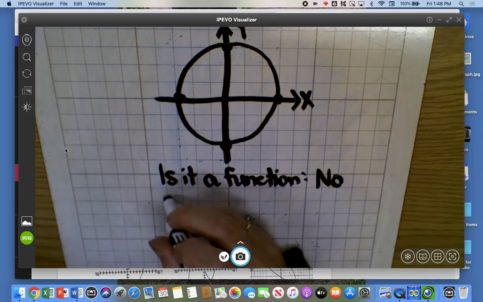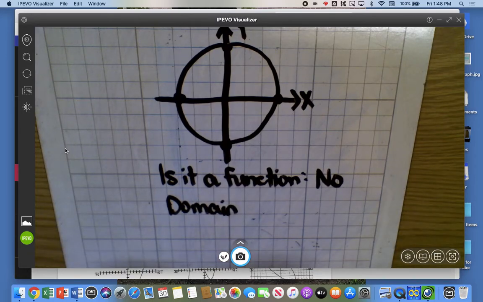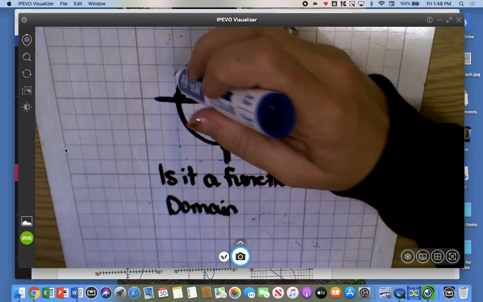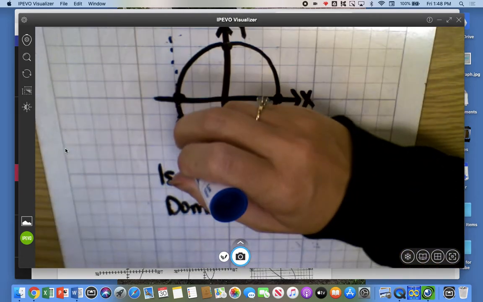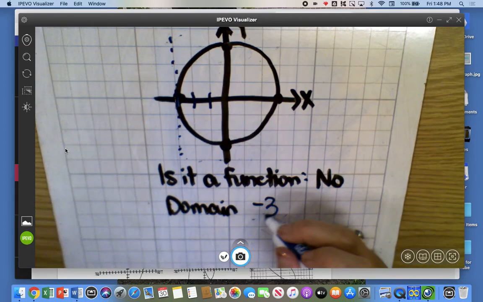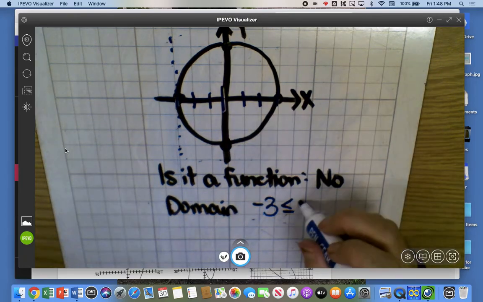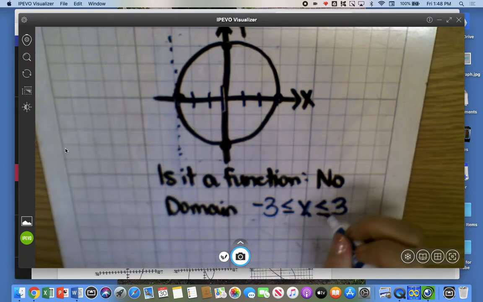Now, if we are doing domain, we're talking about our x's. So we're looking at the x-axis, we're going left and right. The farthest point over here is this point here, -1, -2, -3, all the way up to 1, 2, 3. That's the farthest, to +3.